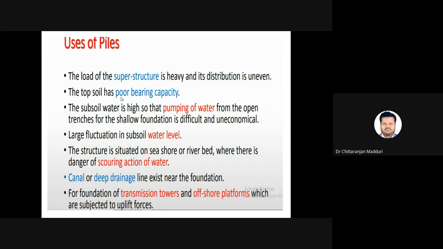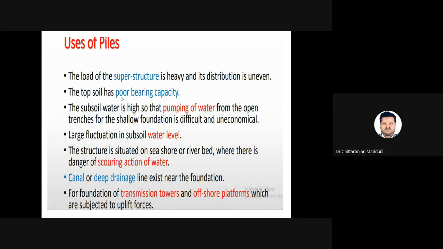Suppose the water is present up to the ground surface. Then dewatering should be done to remove the water from the soil during excavation. But sometimes it is not possible to dewater the foundation. In such a case, we can go for pile foundations, which can take the load to the hard stratum through the water table.